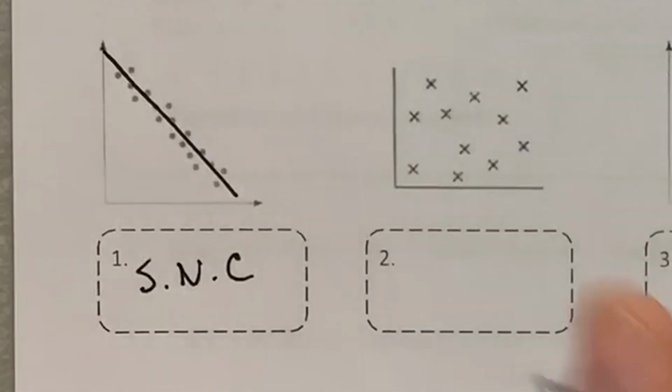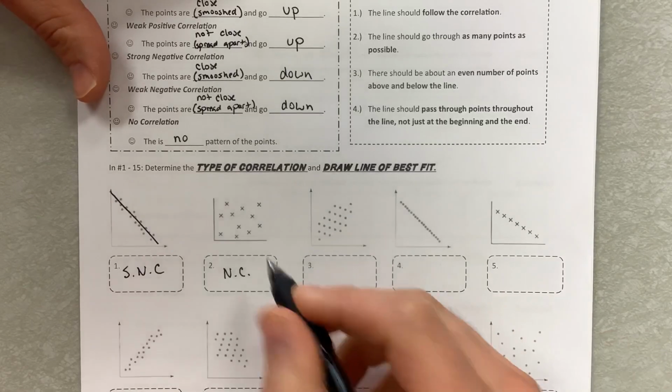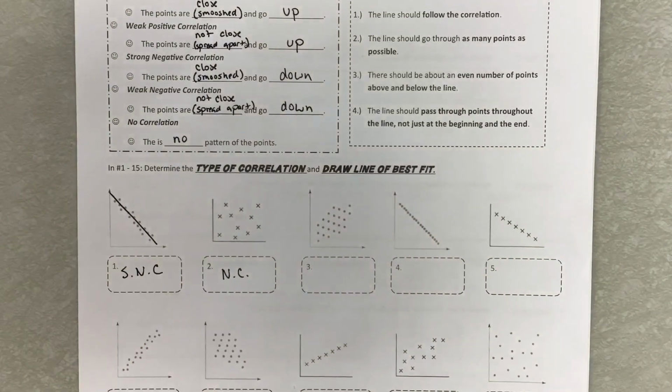They're kind of just everywhere. This is definitely going to be a no correlation problem. And because of no correlation, I cannot draw a line of best fit because there's no way to even know where the trend of points is actually leading me to.